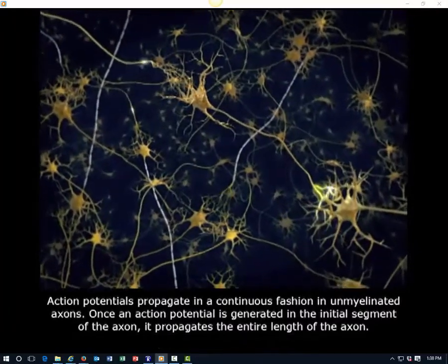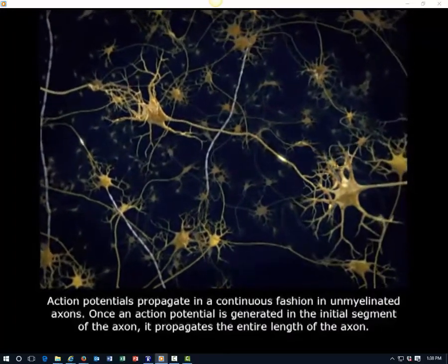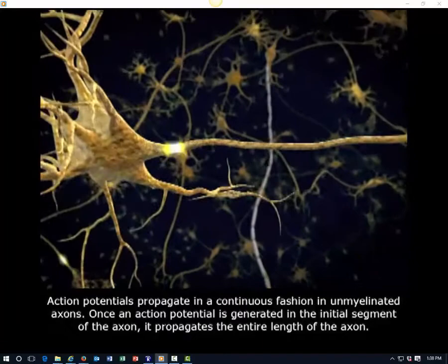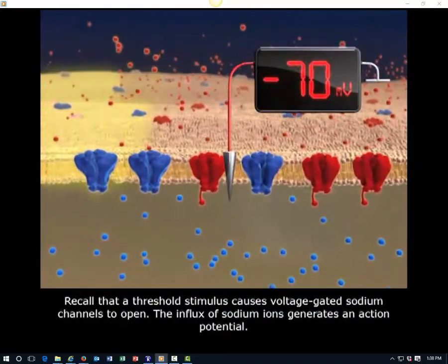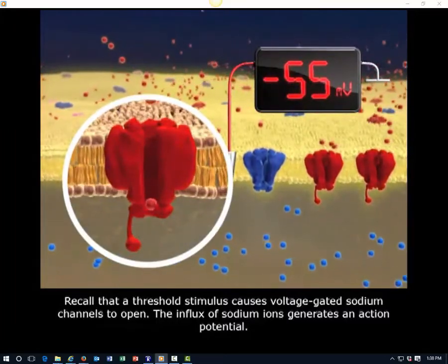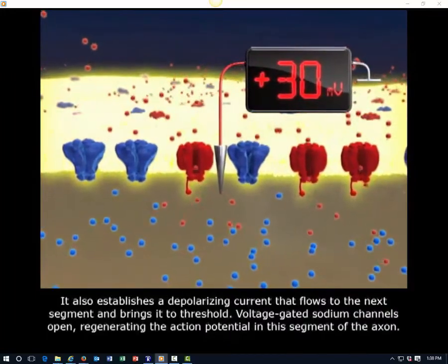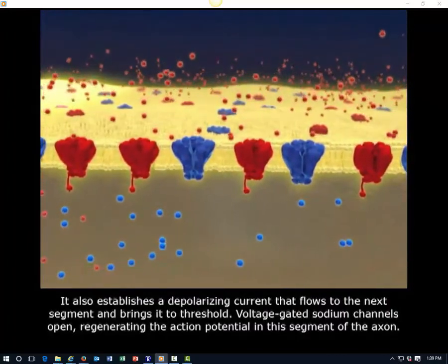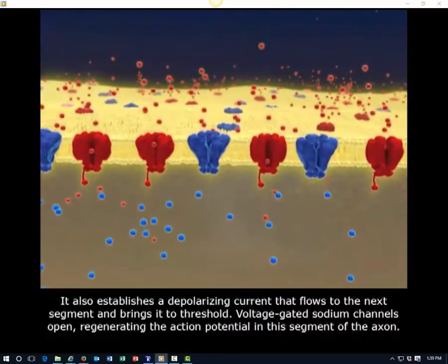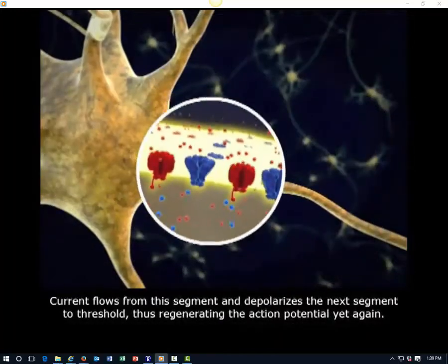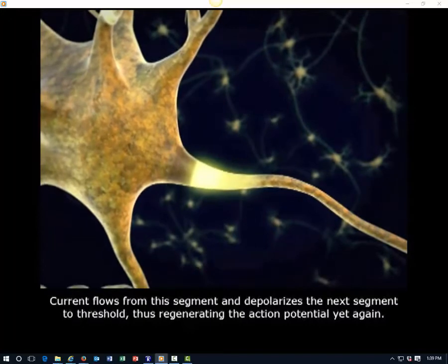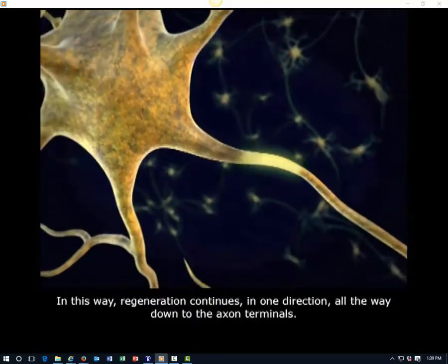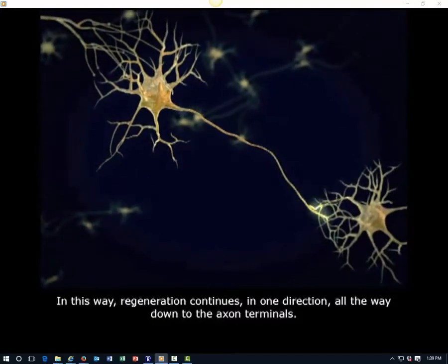Action potentials propagate in a continuous fashion in unmyelinated axons. Once an action potential is generated in the initial segment of the axon, it propagates the entire length of the axon. Recall that a threshold stimulus causes voltage-gated sodium channels to open. The influx of sodium ions generates an action potential. It also establishes a depolarizing current that flows to the next segment and brings it to threshold. Voltage-gated sodium channels open, regenerating the action potential in this segment of the axon. Current flows from this segment and depolarizes the next segment to threshold, thus regenerating the action potential yet again. In this way, regeneration continues in one direction all the way down to the axon terminals.